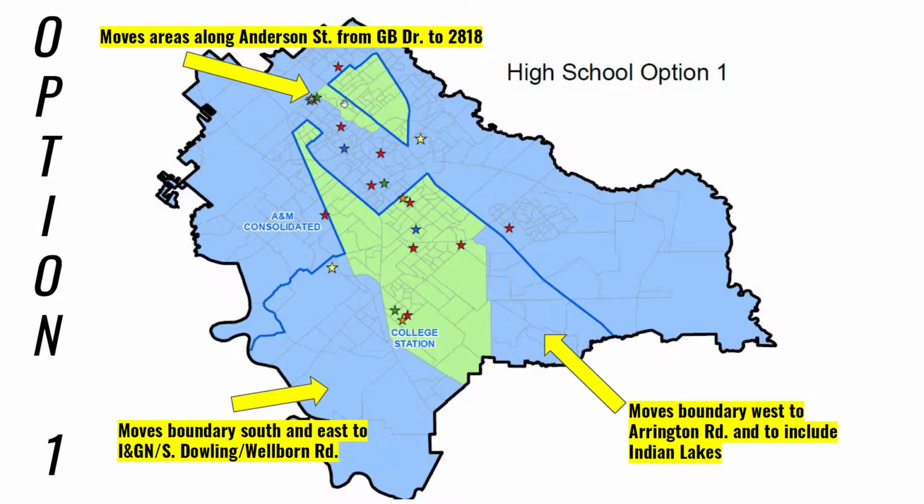Up north, in this particular option, we've moved the existing boundary of 6 west along Anderson Street from George Bush north down to 2818. By expanding this, it allows us to move a more concentrated area of low SES students to the College Station High School zone.